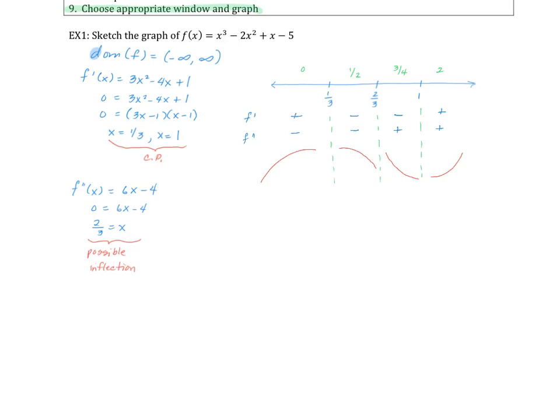Now what's really nice here is at 1/3 my first derivative changes from positive to negative. So that tells me that there's a local max here at 1/3. And at 2/3, sorry, my second derivative changes sign from negative to positive. So that would be an inflection point. At 1, my first derivative changes from negative to positive. So that would be a local min.